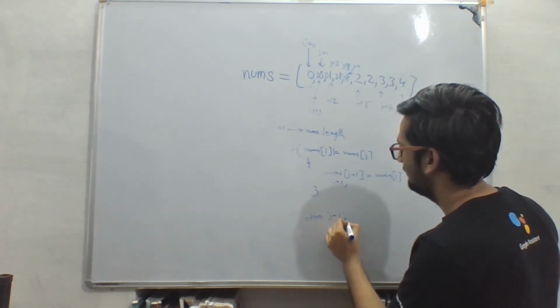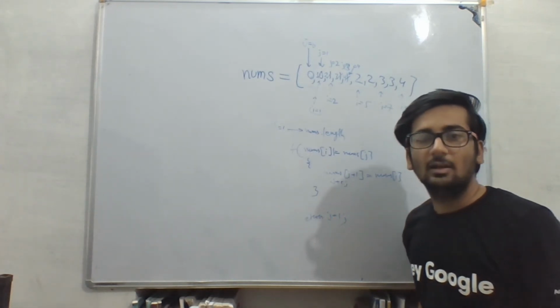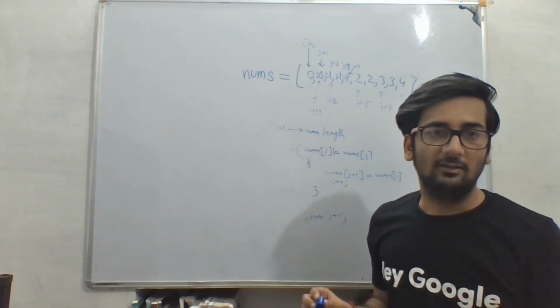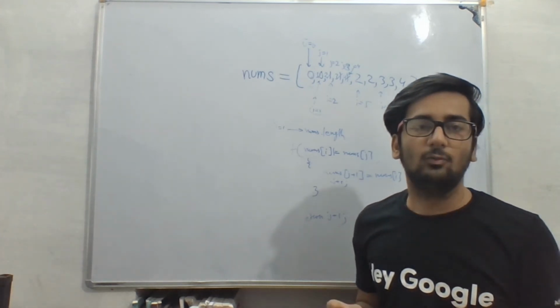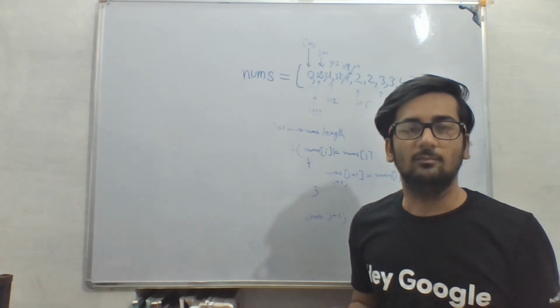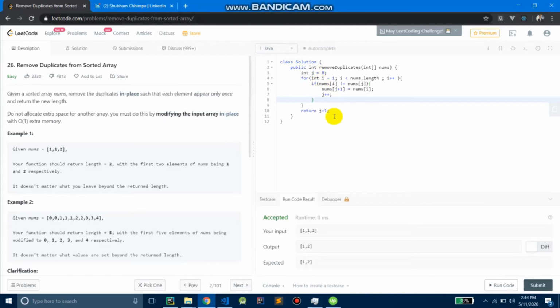j plus 1. Okay, so this was about the theory. Now let's see how to do it in code. So now let's see how the code works. As I told earlier, we will have two pointers. One is j equals 0 and the other starts from 1 to the length of the array.